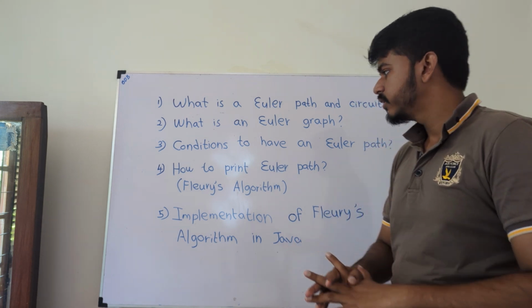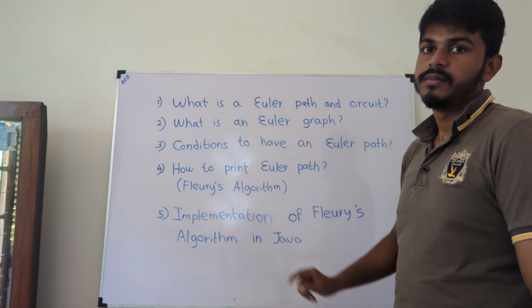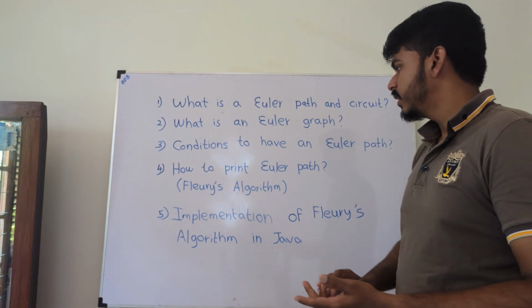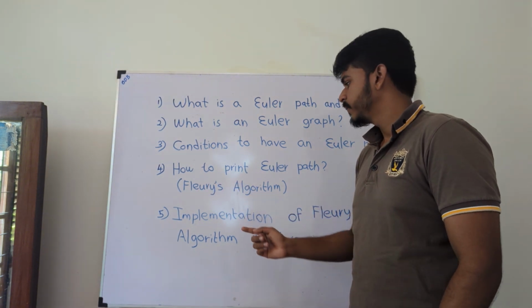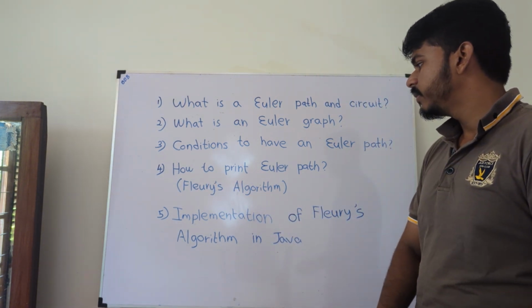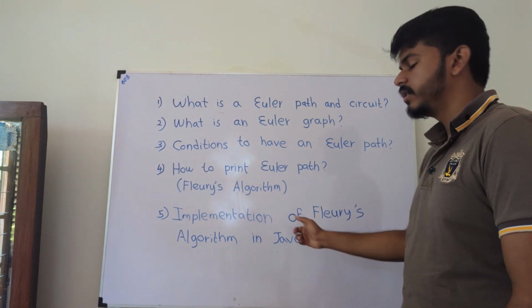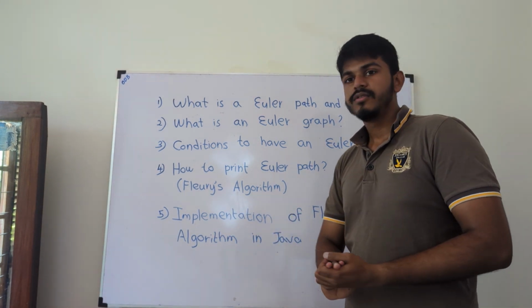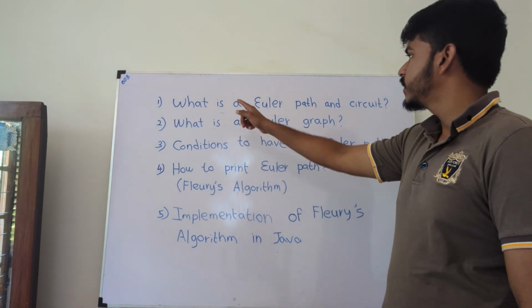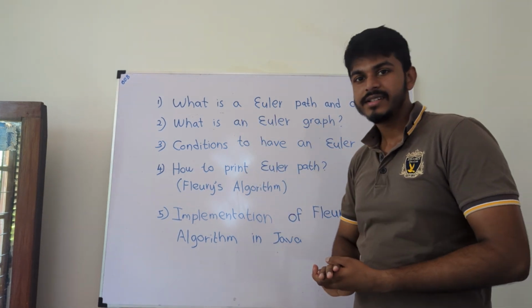There is an algorithm for that called Fleury's algorithm. Then we will see how this Fleury's algorithm works. Then after that we are going to be implementing this Fleury's algorithm in Java. So first let's see what is an Euler path and a Euler circuit.